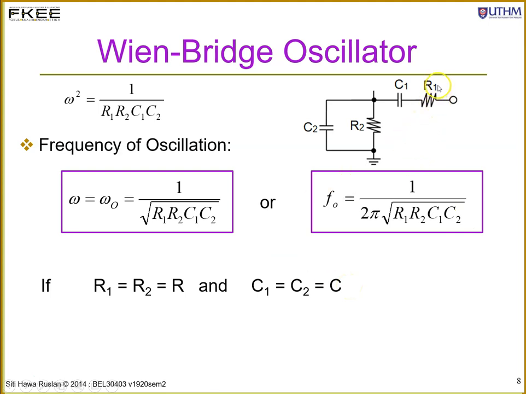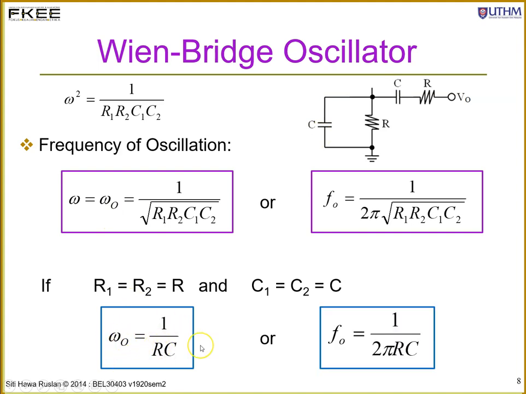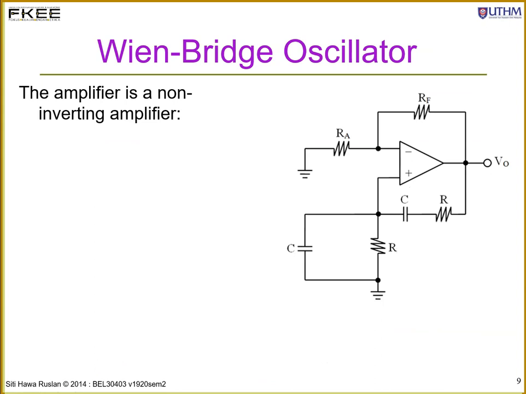But if the values of R1 and R2 are equal and C1 and C2 are equal, so this is just R, this is C, the frequency of oscillation can be simplified as omega naught equals 1 over RC, in radians per second. Or in hertz, it will be f naught equals 1 over 2 pi RC. Okay, so we can determine the frequency of oscillation using the values of RC at the positive feedback.